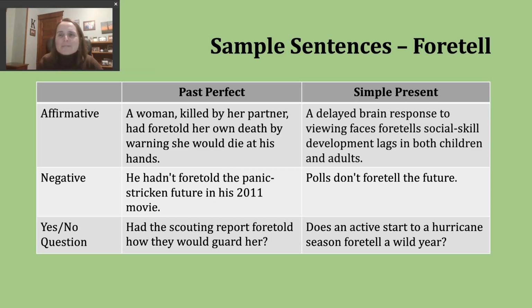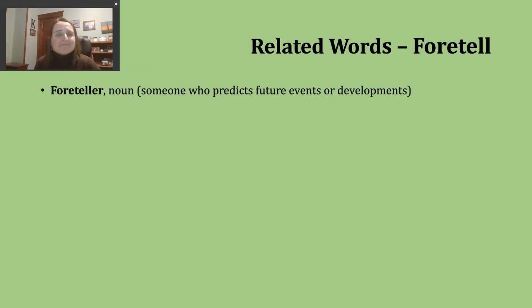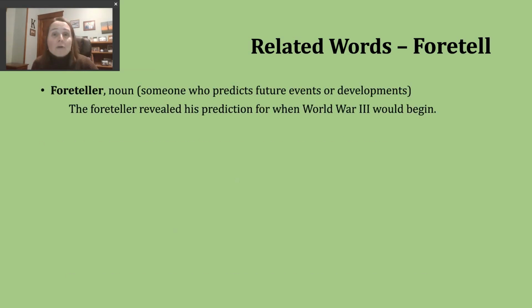But now let's move on and talk about some words that are related to our verb foretell. The first word we're going to discuss is the noun form of this word. We're going to add an ER suffix to form foreteller. That ER suffix generally means a person who, so as you can see, our definition here is someone who predicts future events or developments. An example of this in a sentence might be, the foreteller revealed his prediction for when World War III would begin. Again, something else that's not so pleasant to think about.